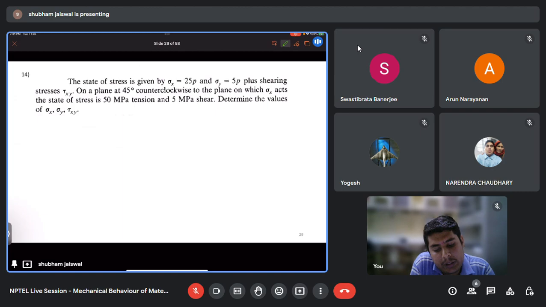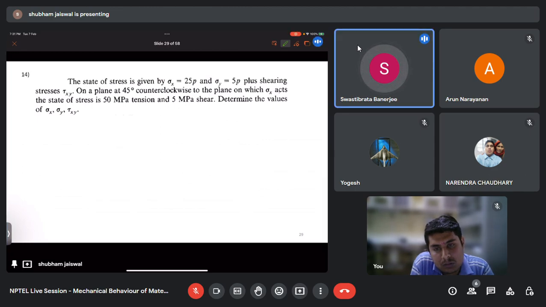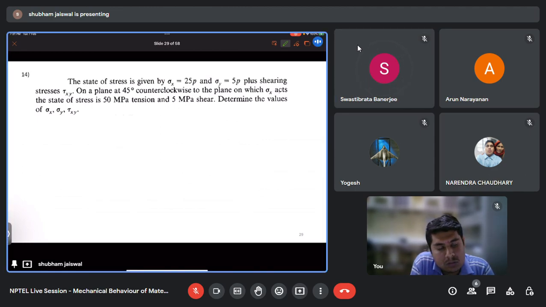So how will we calculate? By using plane stress transformation, the formulas. Okay, try to solve this. So we will use this equation.